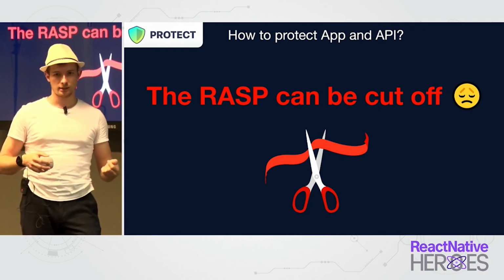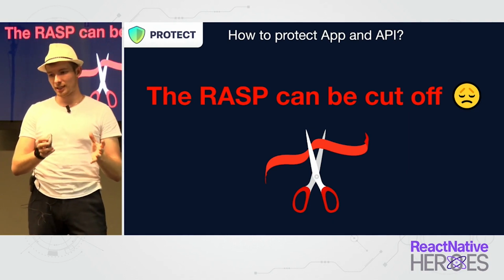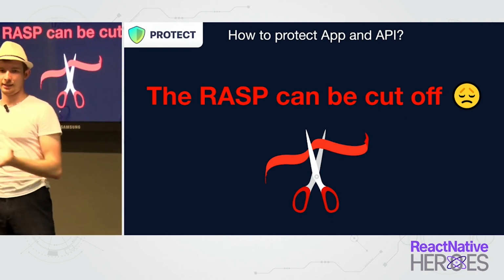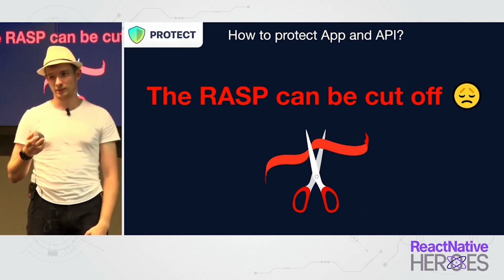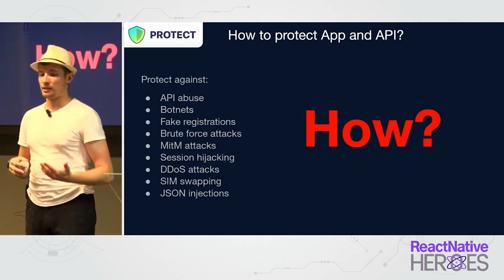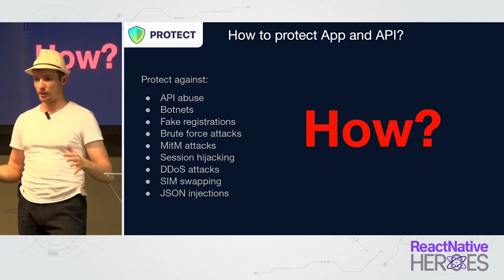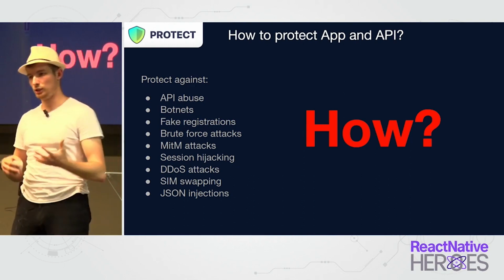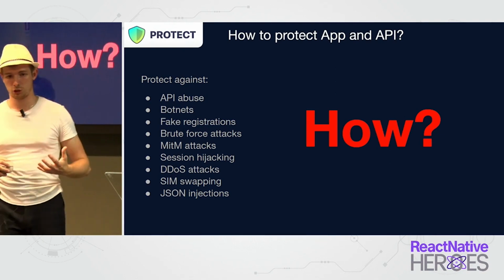So in that case, what to do next? You have seen the basic one, which is free RASP, then we have business RASP, which I skipped today, and still I say that it's possible to bypass. So what to do next? For this case, we developed an app attestation technology called Epicrypt. This will allow us to protect against things like API abuse, botnets, fake registrations, brute force attacks, man-in-the-middle attacks, session hijacking, DDoS attacks, and JSON injections. I will show you how this attestation works in general.